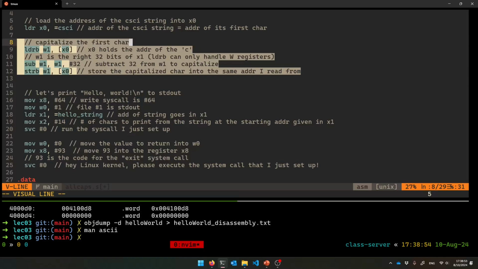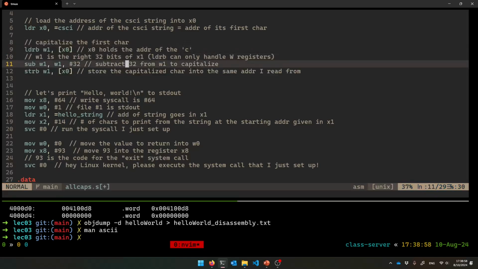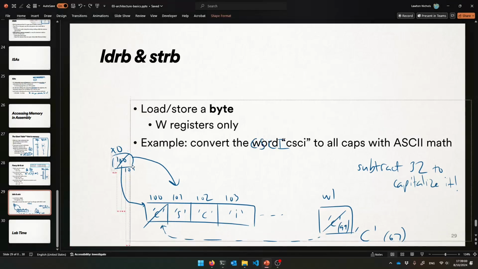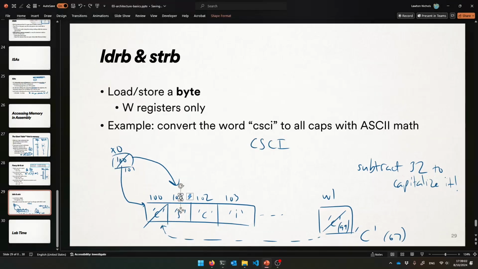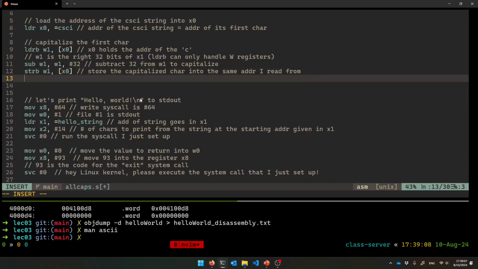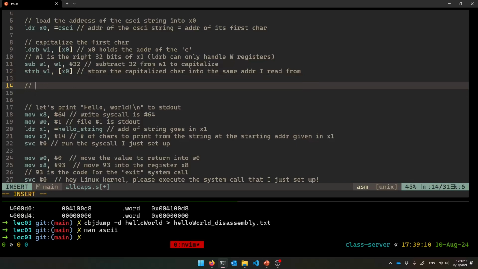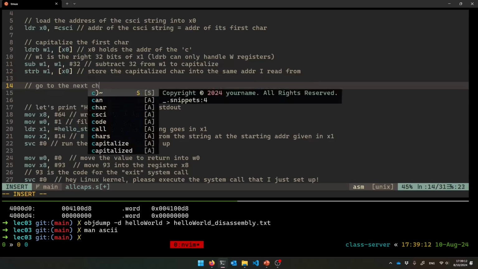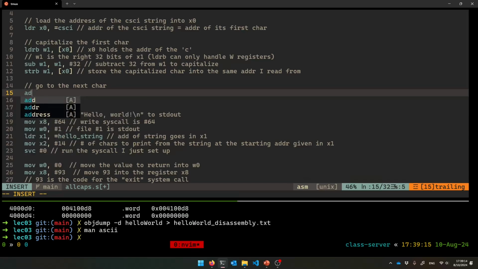And sadly, I haven't shown you how to loop yet in assembly, so we have to copy and paste this 4 times. All right? Though we need to advance our pointer, because x0 right now is holding address 100, for example. The next character is at address 101. It's the next byte over, so the next address over. So let's add 1 to x0. Go to the next character by adding 1 to x0. So add into x0 the number 1, because the next character is 1 byte away, at the next byte in memory.